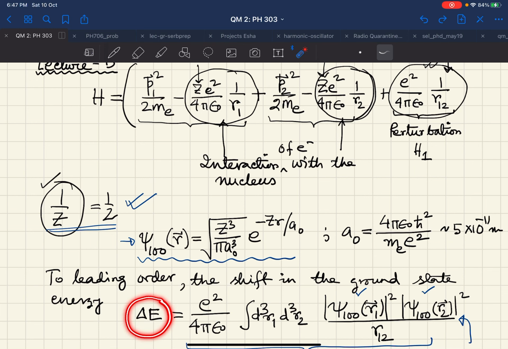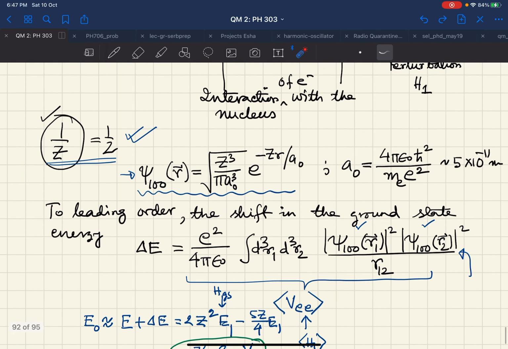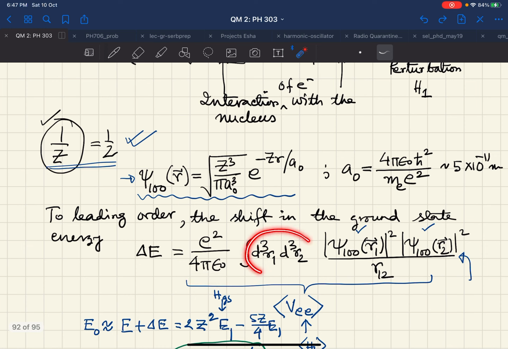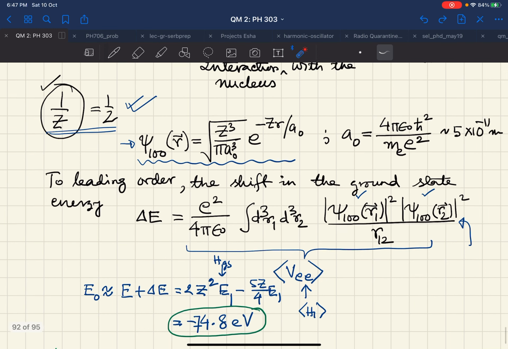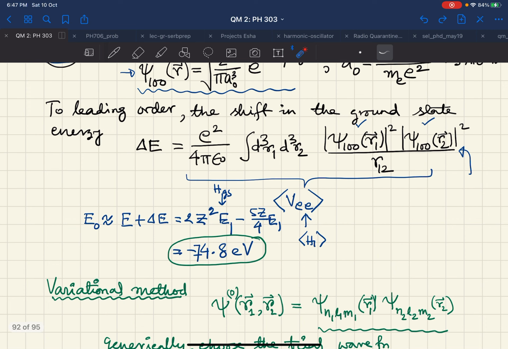The first order correction we know from perturbation theory should be given by e squared by 4 pi epsilon naught times the integral d3r1 d3r2 of psi 100 of r1 squared, psi 100 of r2 squared, divided by mod r1 minus r2, because this is my VEE expectation value. If you calculate this, we have already calculated this using the variational technique, at least this integration. And we know that this is nothing but the expectation value of the perturbation Hamiltonian H1. So now we know that the ground state energy estimate for the helium atom should be E plus delta E, and E is also known, we have calculated.